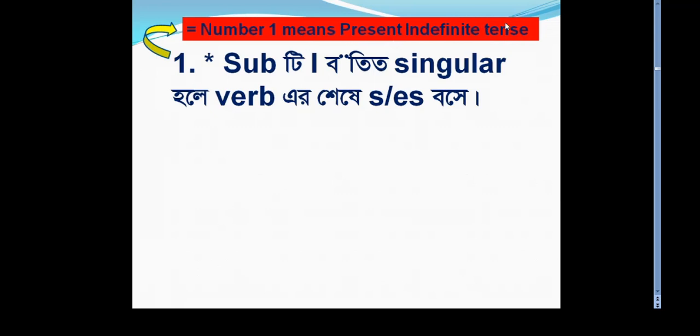Number one means present indefinite tense. Here we use s or es when we see subject is singular.